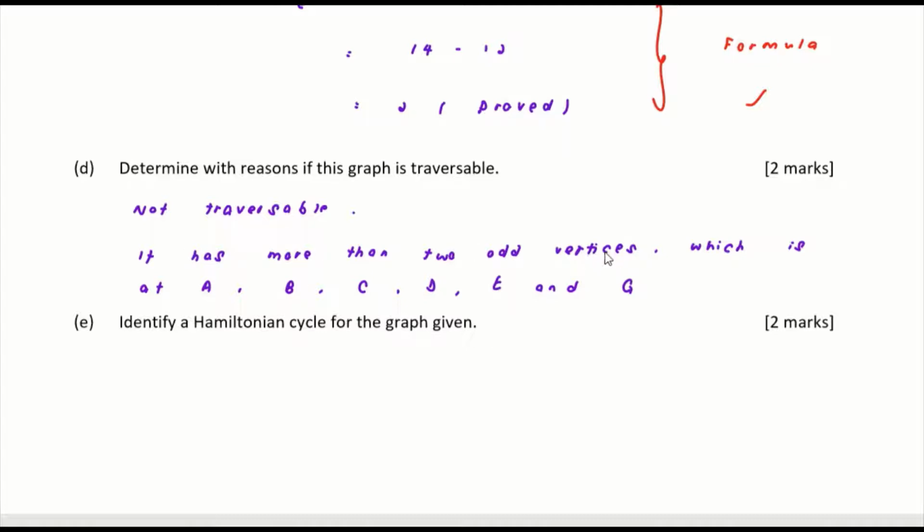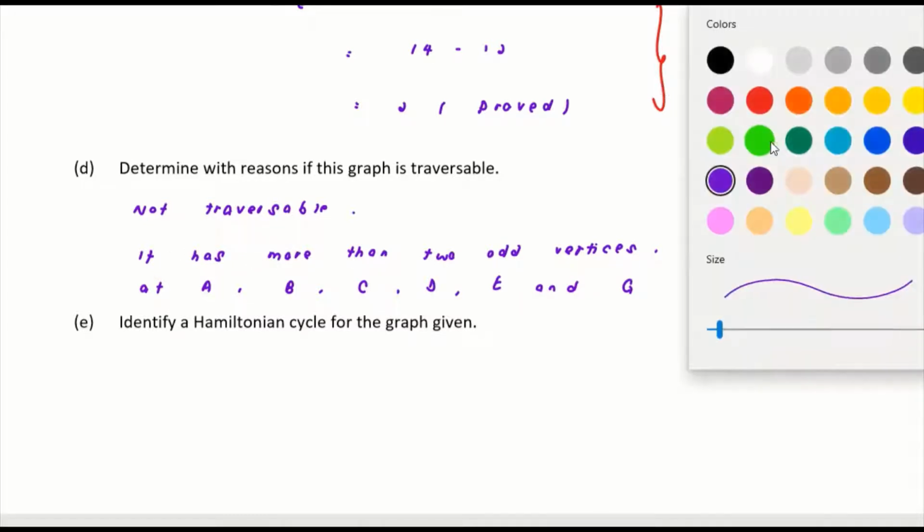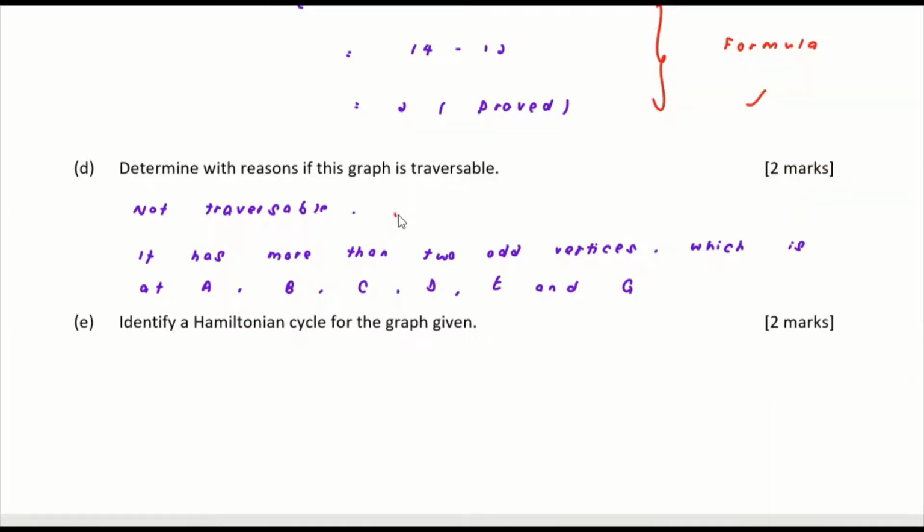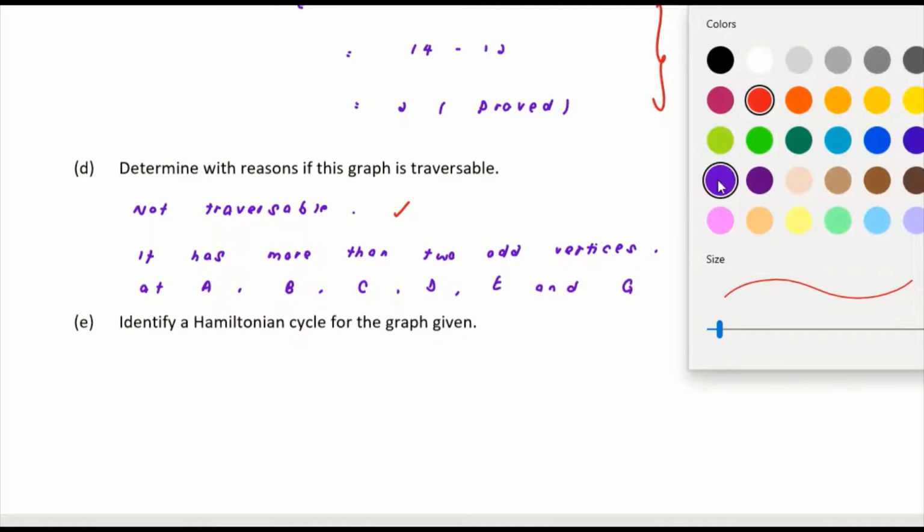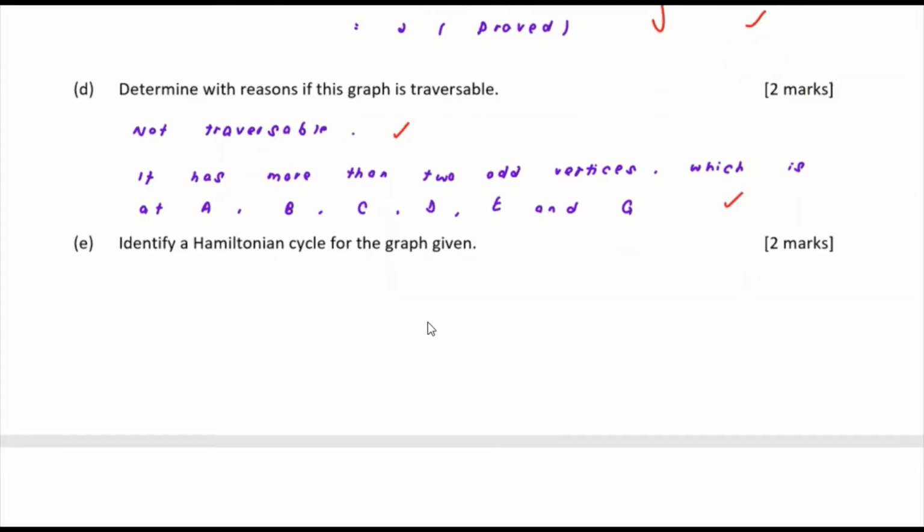Okay, let me repeat again. It's the same thing when you write it has more than 2 vertices with odd degree, or when you write down it has more than 2 odd vertices. They are basically the same. Alright, so by stating no, you will get 1 mark. By writing down your justification, you can get your 2nd mark. Okay, so E, I think this is an easy one.